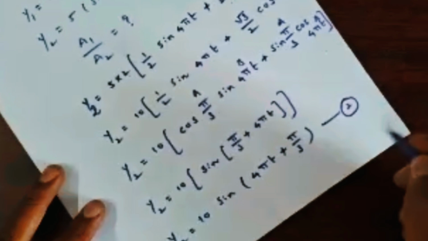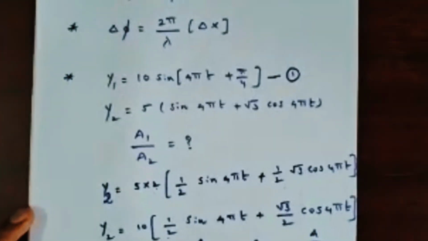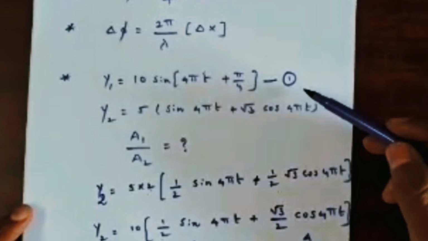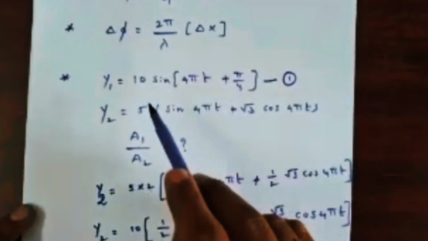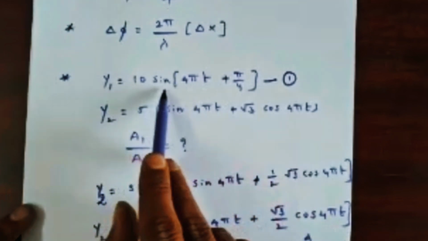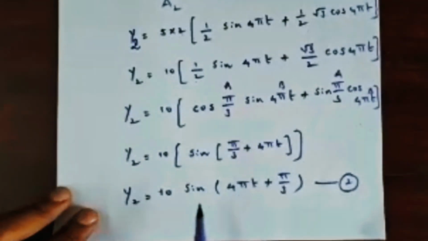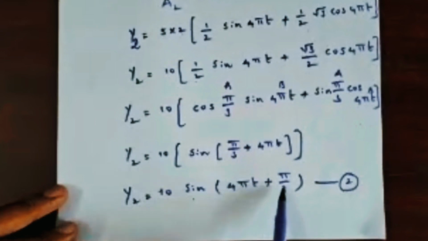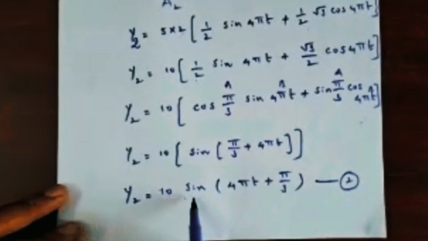This is the second equation. Just check the first equation as well as the second equation. The first equation is y1 is equal to 10 sine of (4 pi t plus pi by 4). What is the trigonometric function here? Sine. The second equation, y2 is equal to 10 sine of (4 pi t plus pi by 3). What is the trigonometric function here? Sine. In both cases we have the sine only. So now we are ready to take the answer, right?